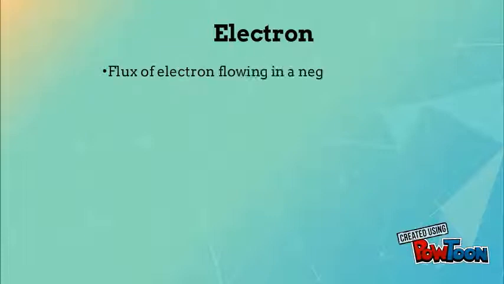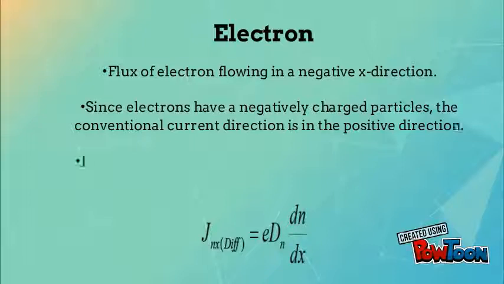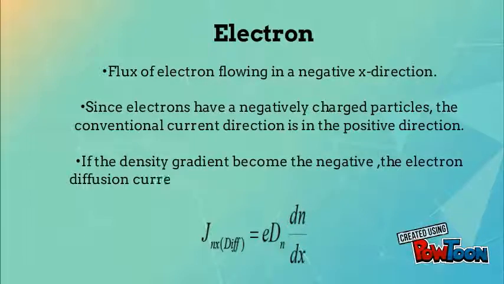Flux of electron flowing in a negative x direction. Since electrons are negatively charged particles, the conventional current direction is in the positive direction. If the density gradient becomes negative, the electron diffusion current density will be in the negative x direction.